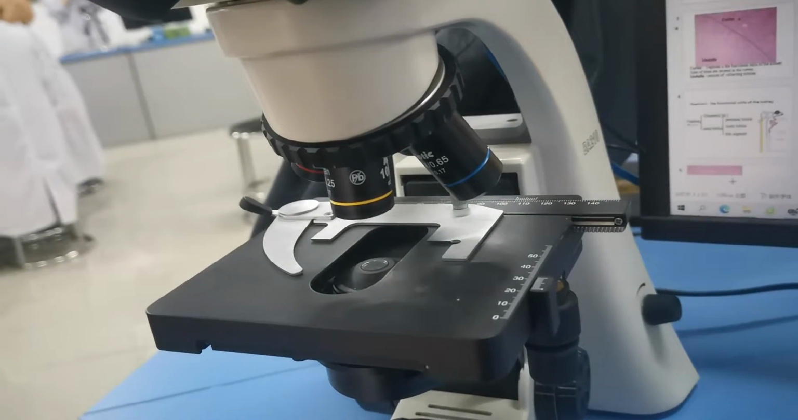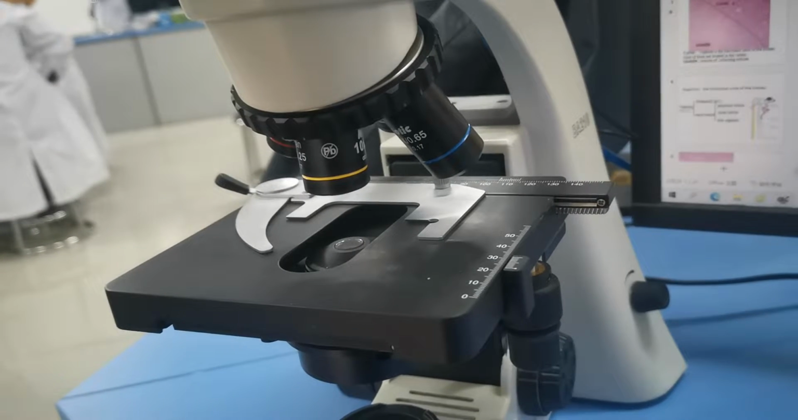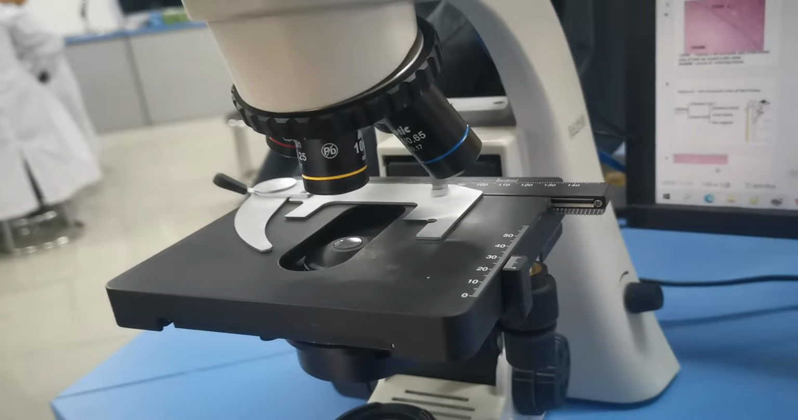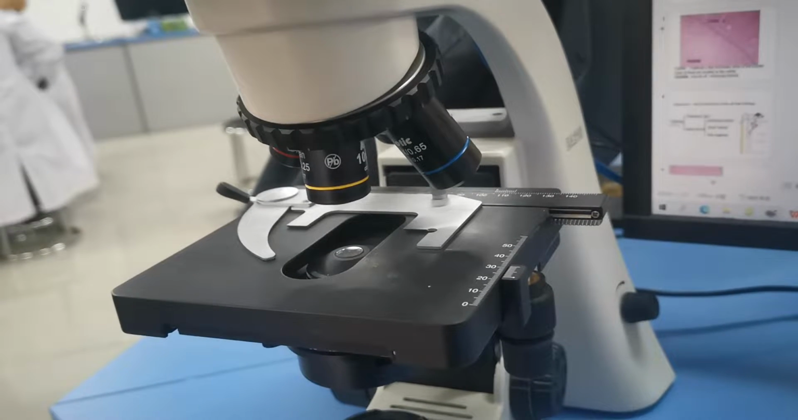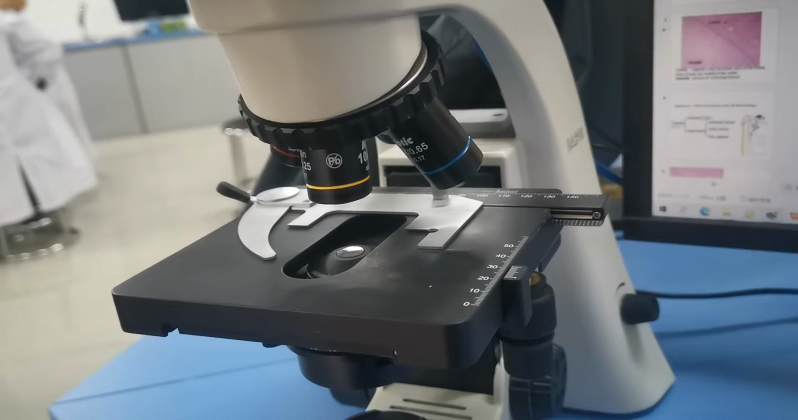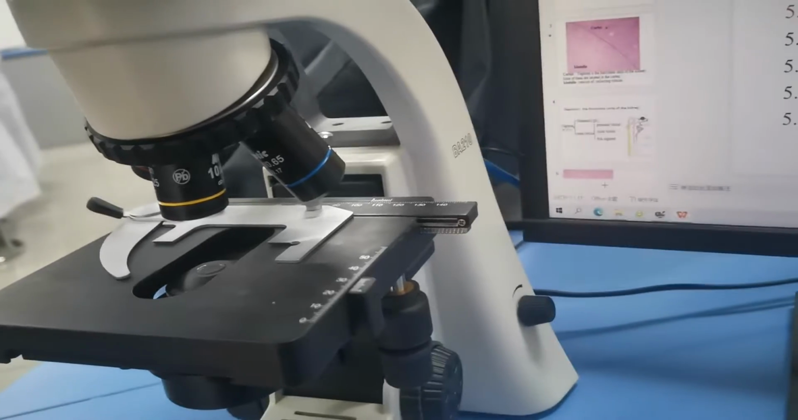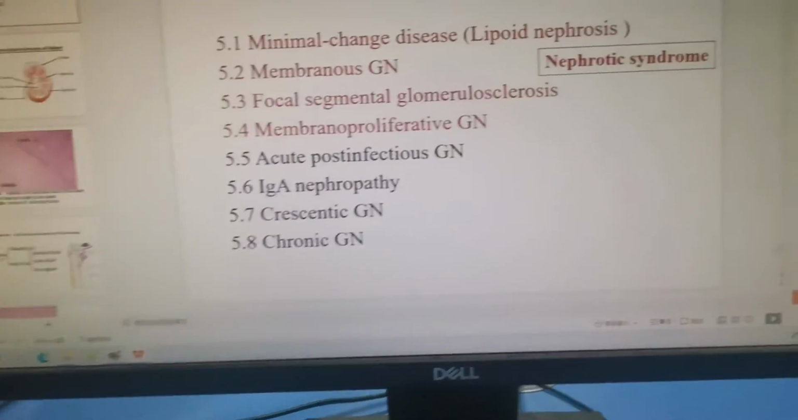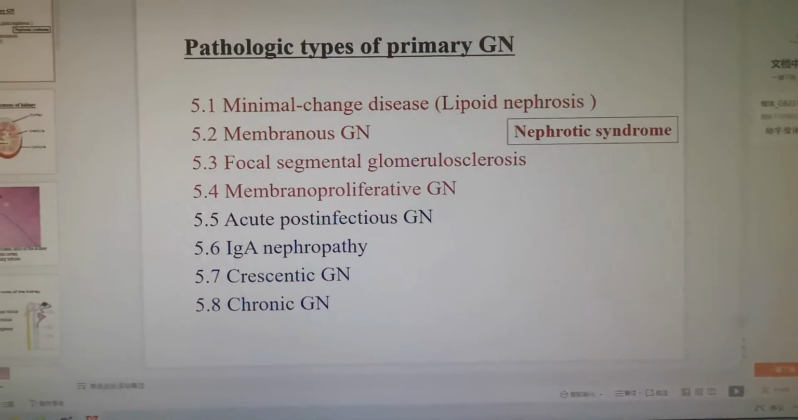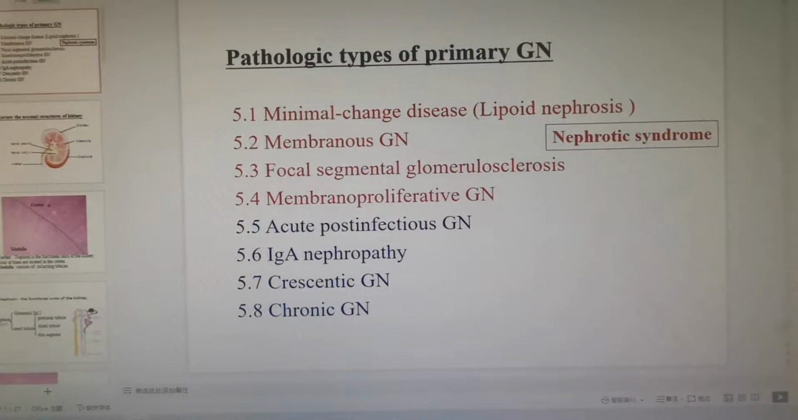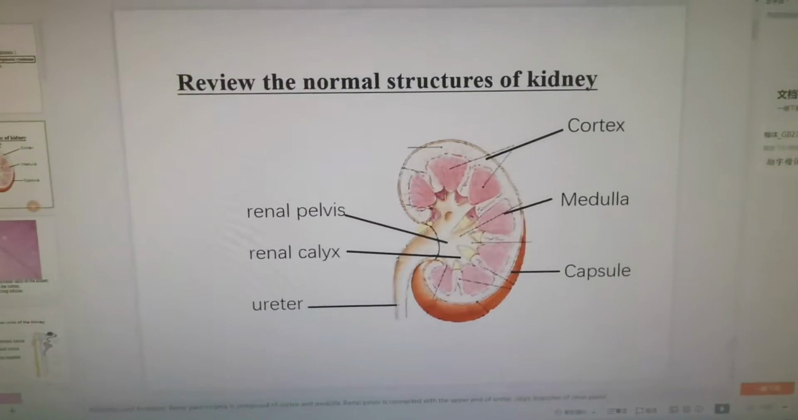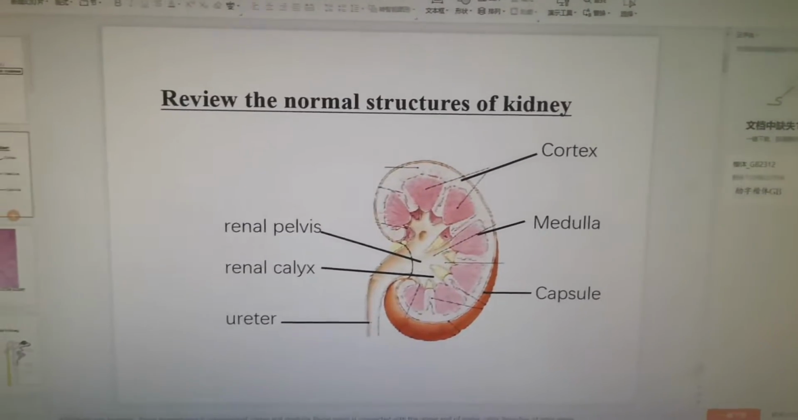The doctors are seated outside and the teacher is describing on the board. The first one is minimal change disease, lipoid nephrosis. The second one is membranous GN. And the third one is... So we'll review the normal kidney structure.